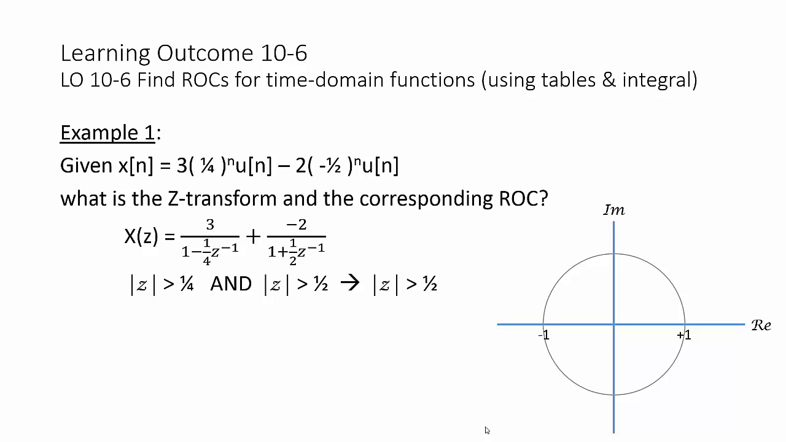z is a complex number in our real imaginary plane. And the absolute value of z is the magnitude of z, and the magnitude is the distance from the origin. We reference everything based on the unit circle, which has a magnitude of 1, absolute value of z equals 1. So when we're talking about the magnitude of z being greater than 1/4, we're talking about this region, where we're bigger than 1/4 away from the origin of our complex plane. And magnitude of z being greater than 1/2 is this region. So where both of them hold is the area outside of 1/2.